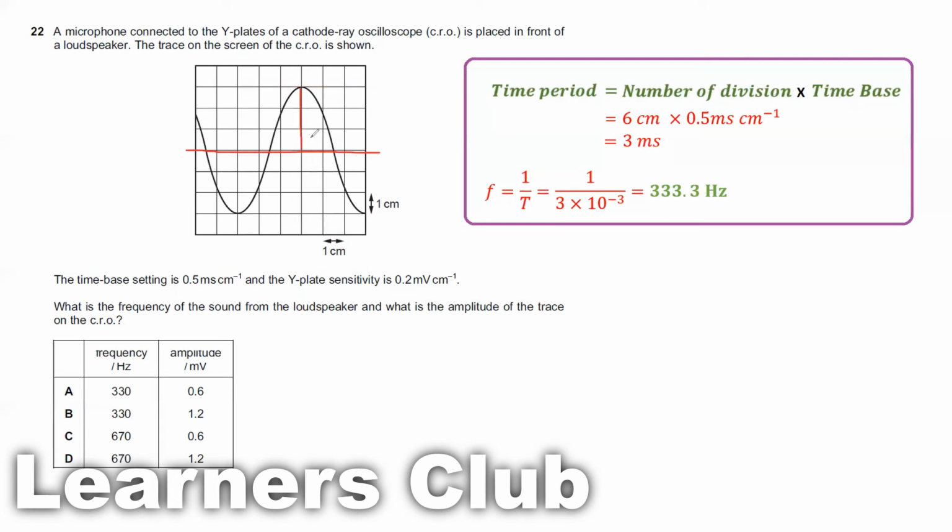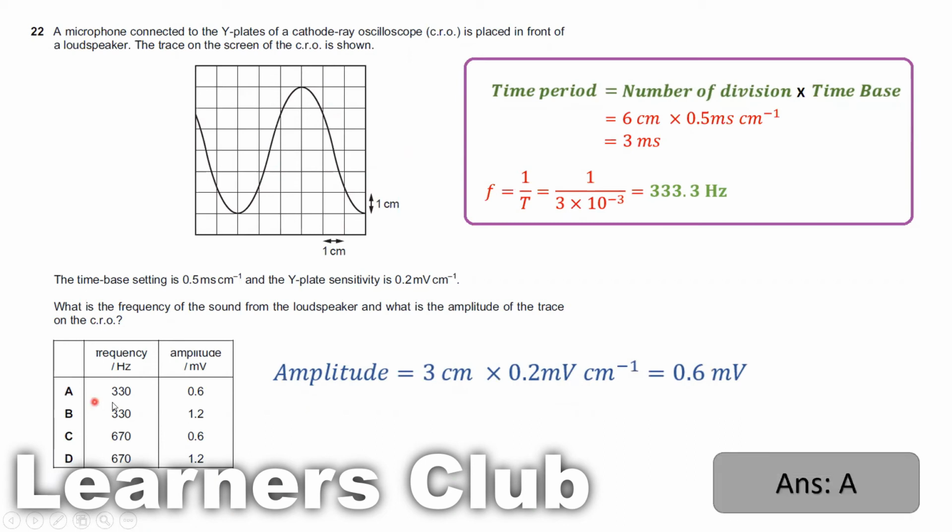So there is 3 divisions, 1, 2, and 3. So 3 centimeter is your amplitude, but it should be in terms of millivolt. So you're going to have 3 centimeter into your Y plate sensitivity, which is 0.2 millivolt per centimeter. When you multiply, you'll get 0.6 millivolt. Frequency is 330. As you can see, frequency 330, amplitude in millivolt is 0.6. Therefore, the option is answer A.